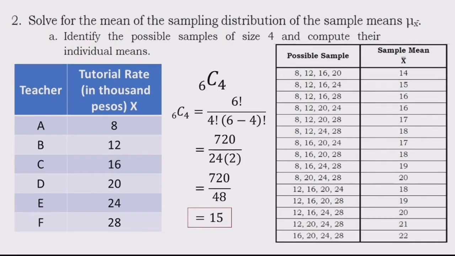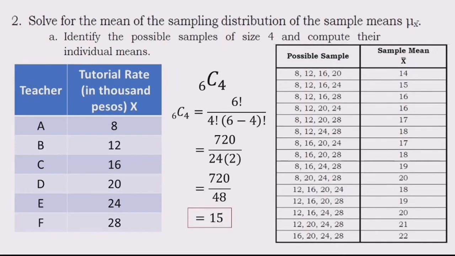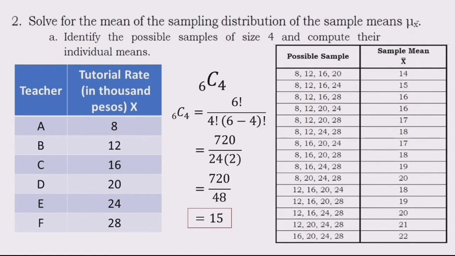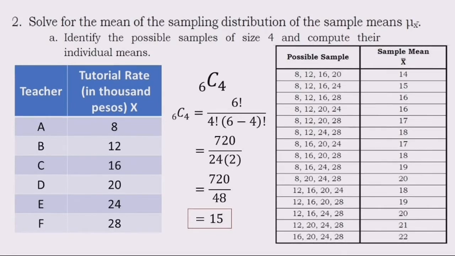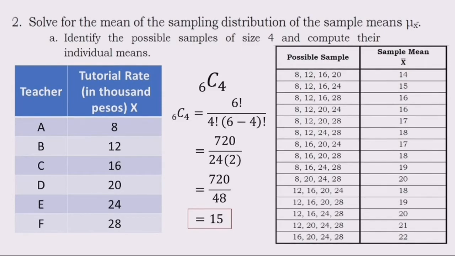Ang atong sample mean, if you recall, ato siyang i-add kada sample. So 8 plus 12 plus 16 plus 20, then divided by 4, mao nang 14. Then mao pa gihapon buhaton nato sa tanang possible samples, katong i-add nato ang upat, then divided by 4, so makuha na nato ang mga sample mean.